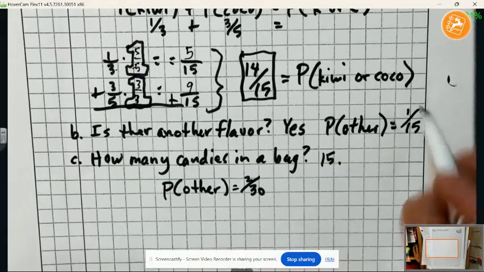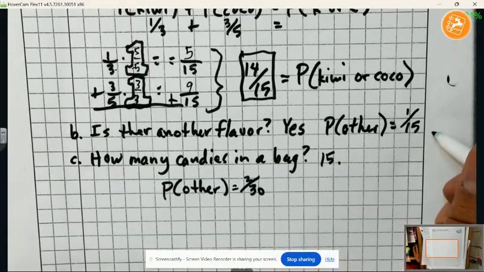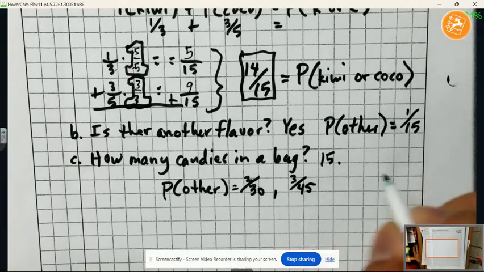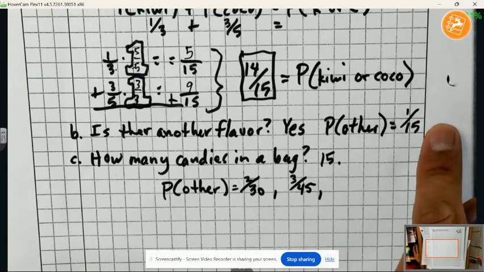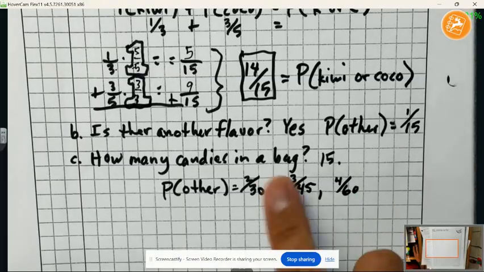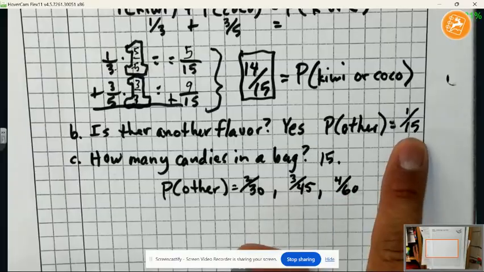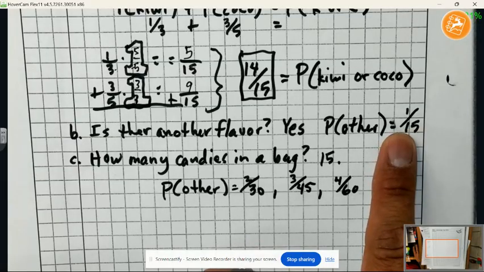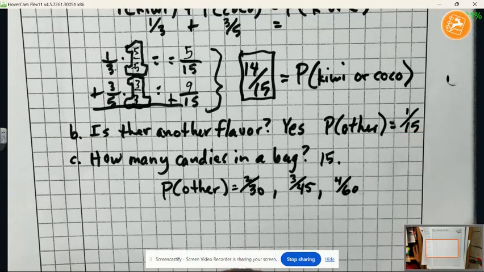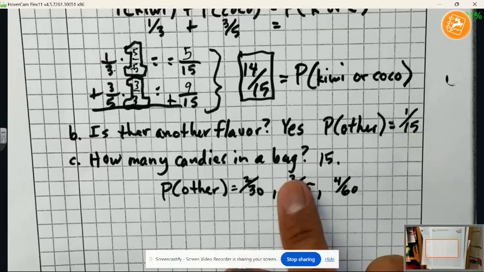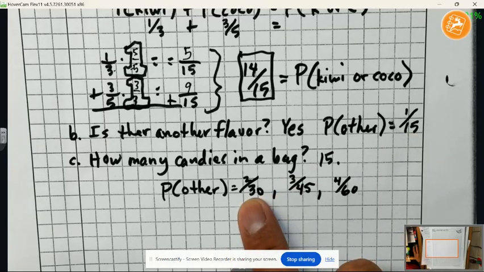If we use a giant one of 3 and 3, we have 3 out of 45. Or if we multiply by 4, we get 4 out of 60. Since all of these are the probability of getting something else, the probability is still 1/15. So are there 15 candies in the bag? The answer is no. There's not just one other flavor. There can be 2 other flavors, because the probability of getting those other flavors is 1/15.